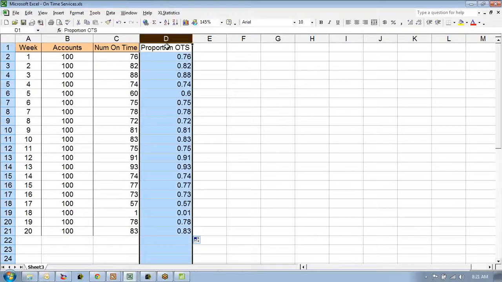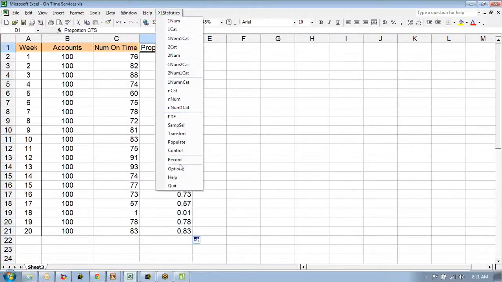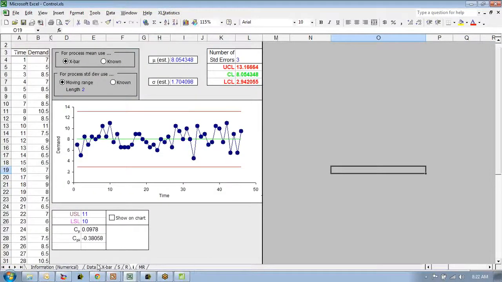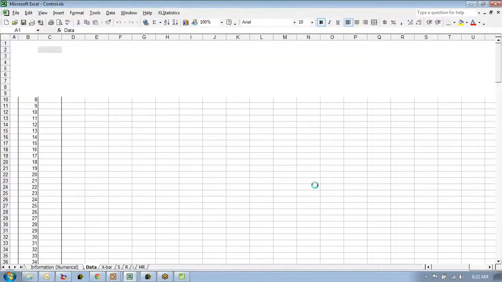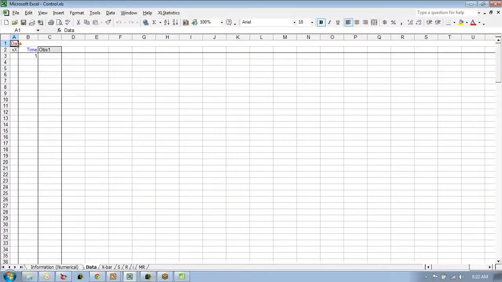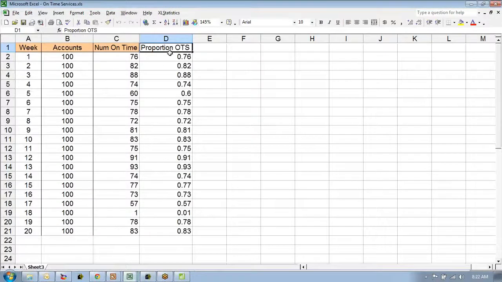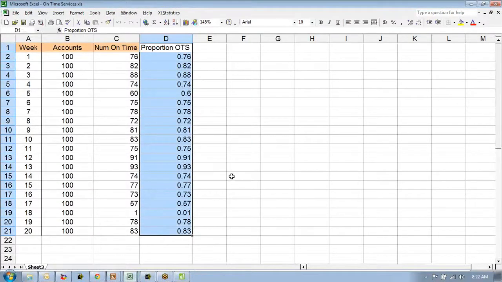Okay, so let's take a look at the proportion OTS. Remember, we've got to have that control open. Let's go to the data. Let's clear out the data. Done. Cleared out. Okay, let's go back to our on-time services now. And I'm going to make what I hope is an instructive mistake here. First of all, let's copy the data and let's paste it in.